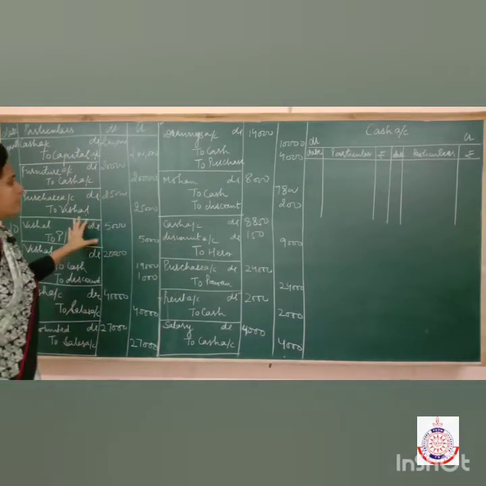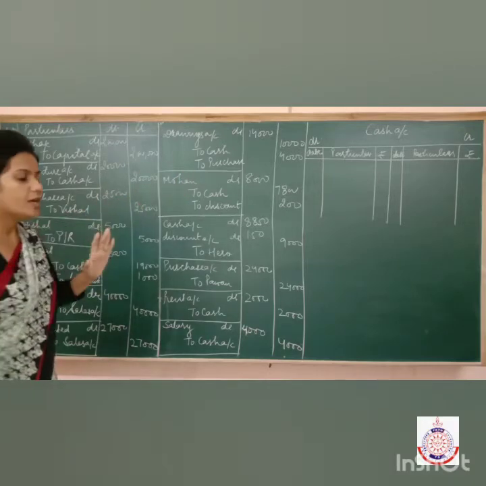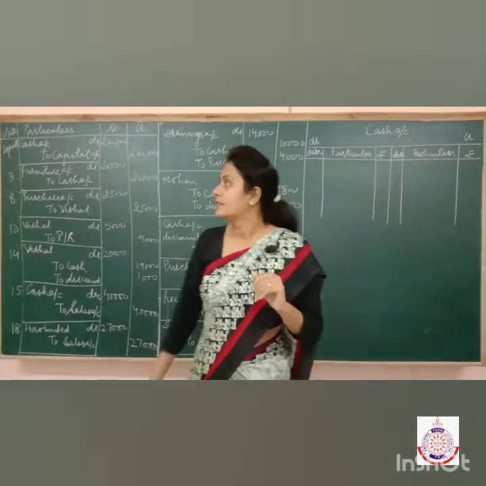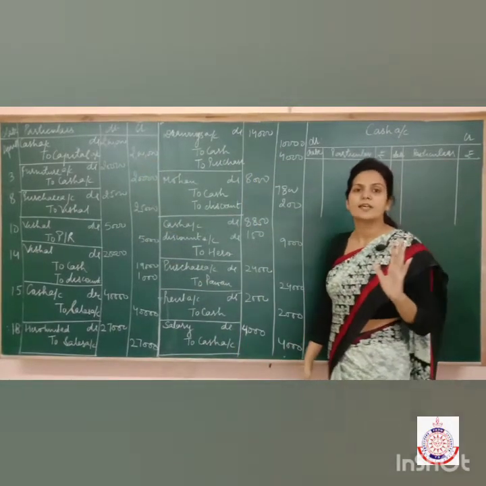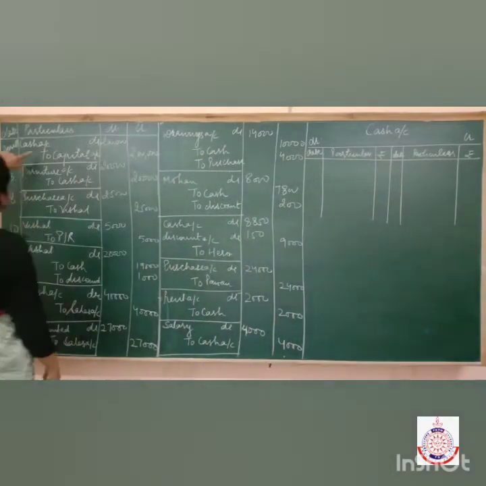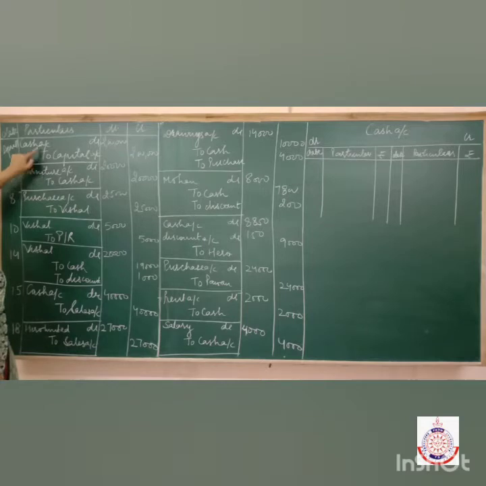Got it? Like from these entries, how to make ledger accounts. First of all, I need to tell you that we have to prepare all the ledger accounts which have been mentioned in the entries. If I talk about the first entry, cash to capital, then I'll make the ledger account of cash and also of capital. The next entry is furniture to cash. Cash I'm already preparing, so I'm going to prepare the ledger account of furniture. Then purchases to Vishal: I'm going to prepare the ledger account of purchases as well as Vishal. Then the next entry is Vishal to purchase return. I'm going to make the ledger account of Vishal and also of purchase return.